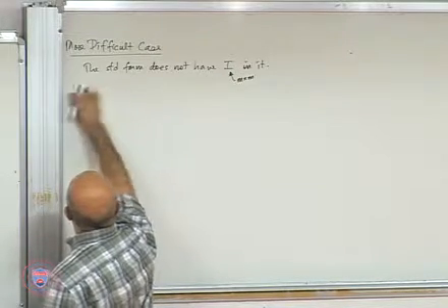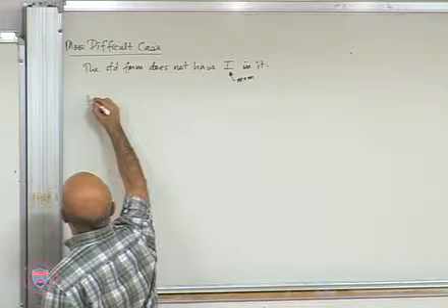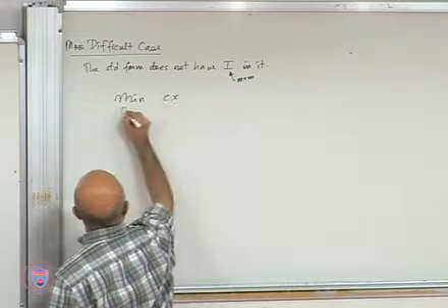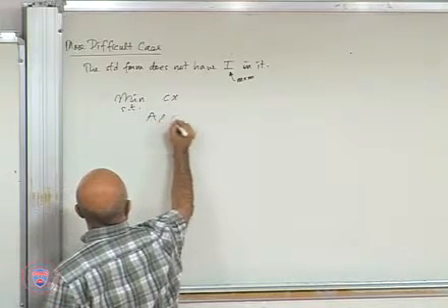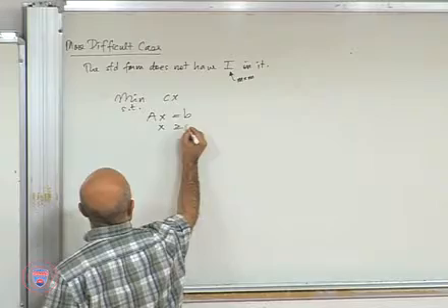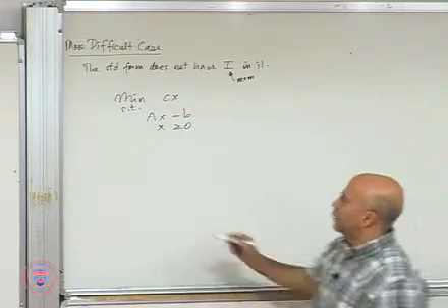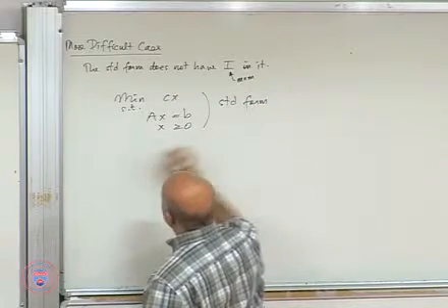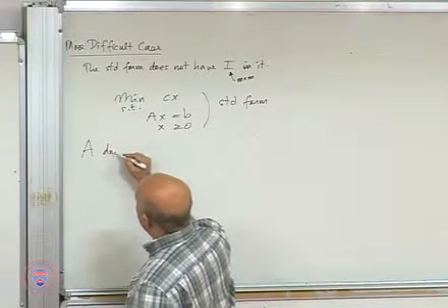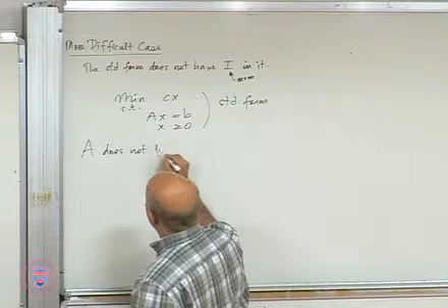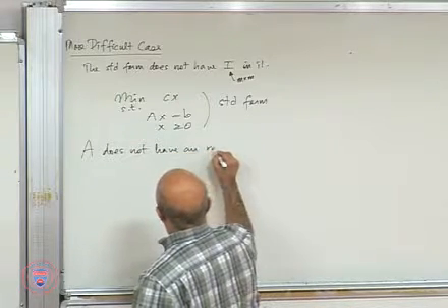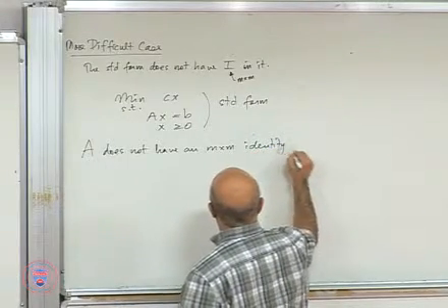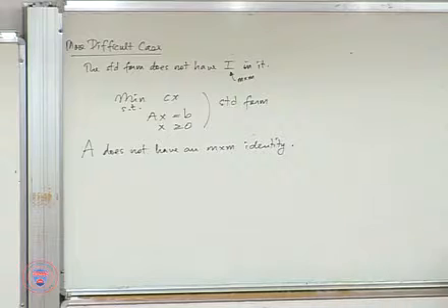So let's do it this way. The initial problem is the minimization of, say, Cx subject to Ax equals b, x greater than or equal to 0. That's your standard form problem. And A does not have an m by m identity in it. Okay? So you cannot form the initial basis.